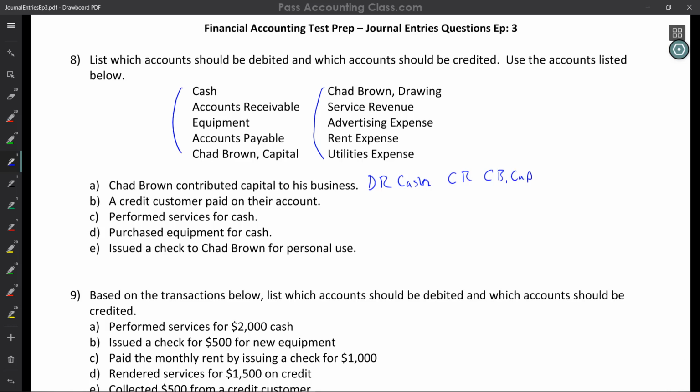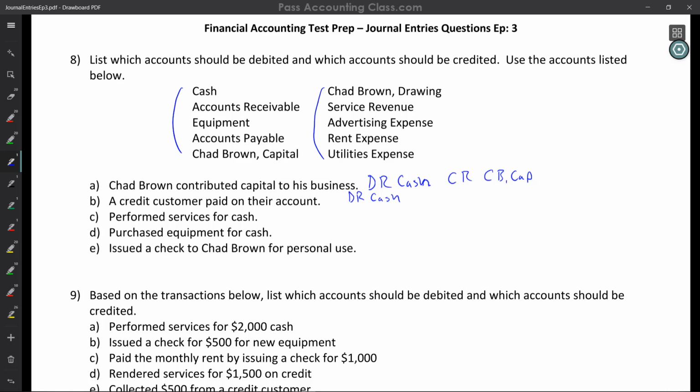Next it says a credit customer paid on their account. So if a credit customer paid us, that means we received cash. Cash is an asset. We increase the balance of cash by debiting it. So we're going to debit our cash. And if they paid on their account, it means that they owed us before. When we recorded the initial transaction, we debited an asset account called accounts receivable because that account represents money that customers owe us. So since the customer paid, they no longer owe us, so we need to reduce that balance.